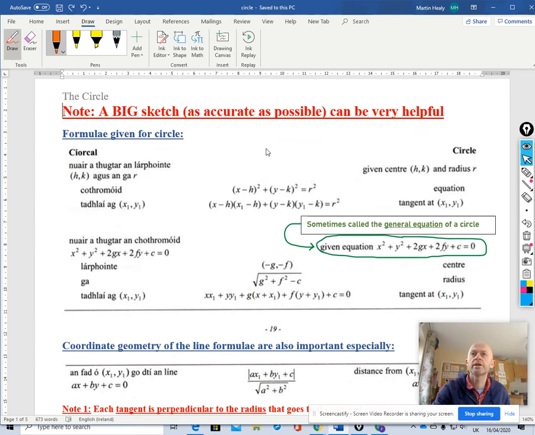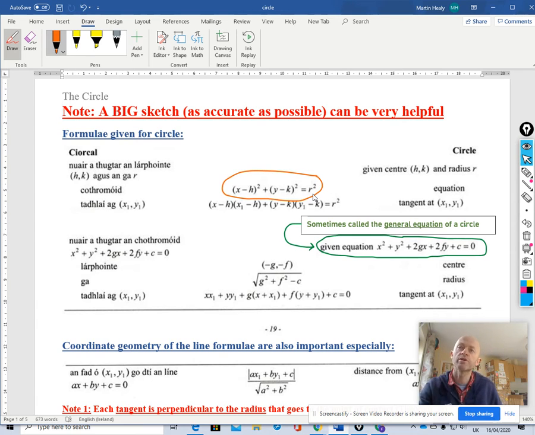Now from the maths tables, page 19 has formulas on the circle. The only one we're looking at for now is this one here, (x minus h) squared plus (y minus k) squared equals r squared. Just mention in your book that if a circle has center 0, 0, then x squared plus y squared equals r squared. And it's useful to remember that. But even if you don't remember it, you can imagine.